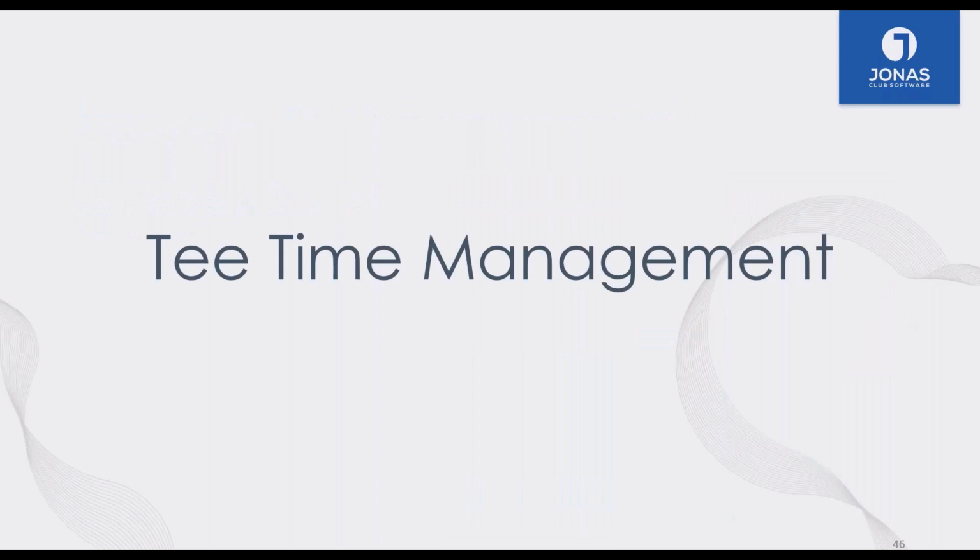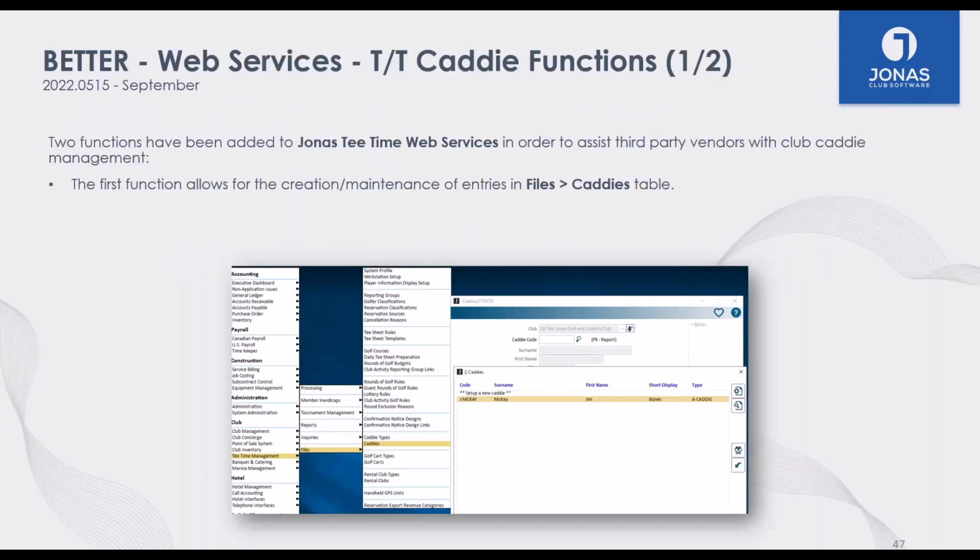Next up is tee time. So for all of the golf clubs out there, there's a couple new features. First one is to do with caddies. If any of you out there have a caddy program at your club, we've always had the ability to build caddies into the system right here through caddy types and individual caddies. But the actual feature that we've made here is that the caddy system is now connected to the Jonas Tee Time web services. And this is sort of a two-part slide here.